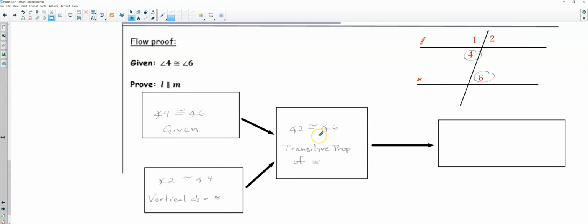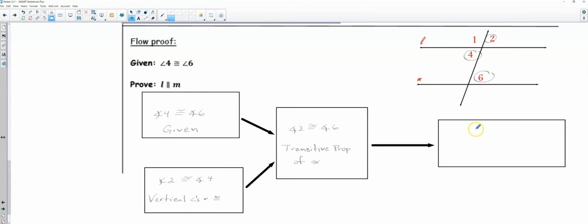Therefore, because of the converse, right? If angle 4 is congruent to angle 6, then angle 2 is congruent to angle 6, which is what I'm saying here. And we could say, well, if corresponding angles, and that is the converse, right? The converse of the corresponding angles theorem. So angle 2, therefore, right here is congruent to angle 6, and that's what we just said. Then line L must be parallel to line M.